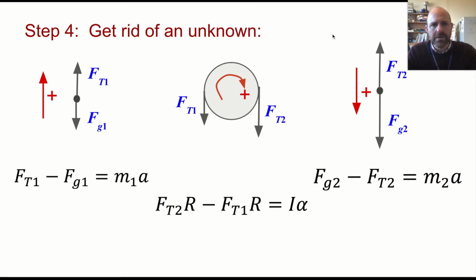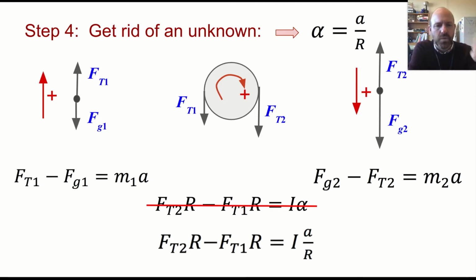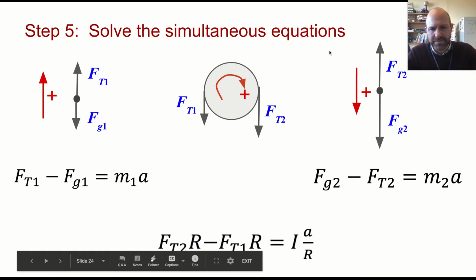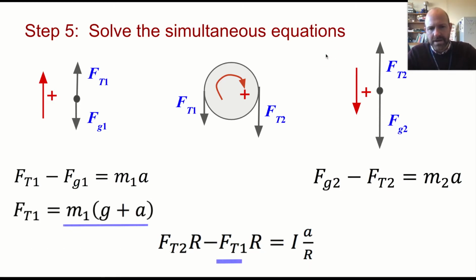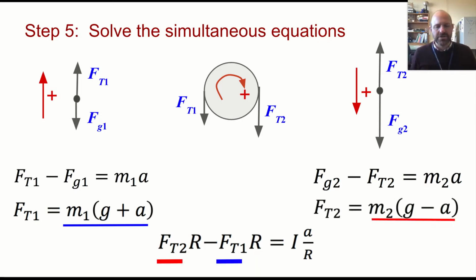What can I do with this? Well, I can eliminate an unknown, right? I'm going to use alpha equals a over r for the rotating object again. So I'm replacing that alpha with a over r. And now I have in my equations force of tension 1 and 2, the radius r, the moment of inertia, and the linear or translational acceleration. If I put these together, I can start by simplifying force of tension 1 down to being m1 times g plus a. I can plug that in if I want for m1 and m2, or Ft1 and Ft2. I can replace those, and then I can solve.